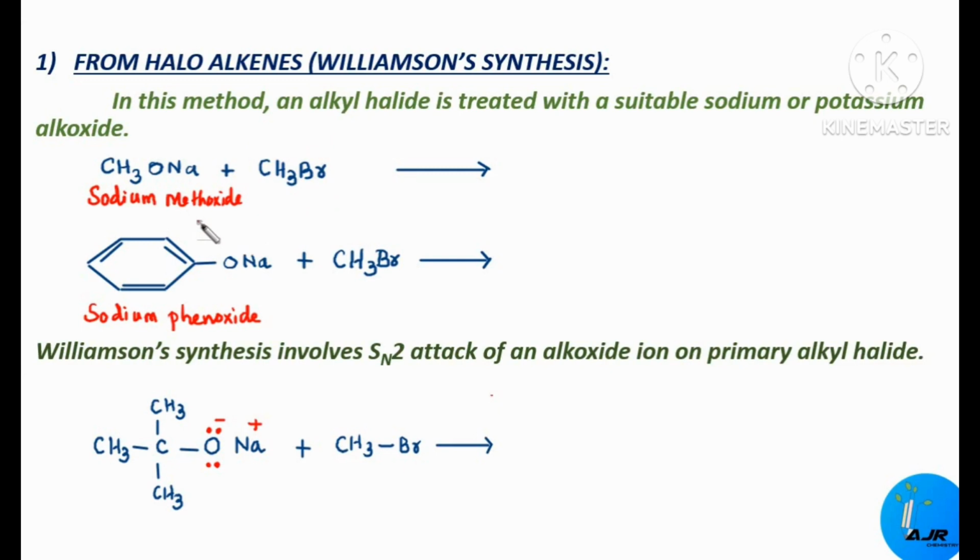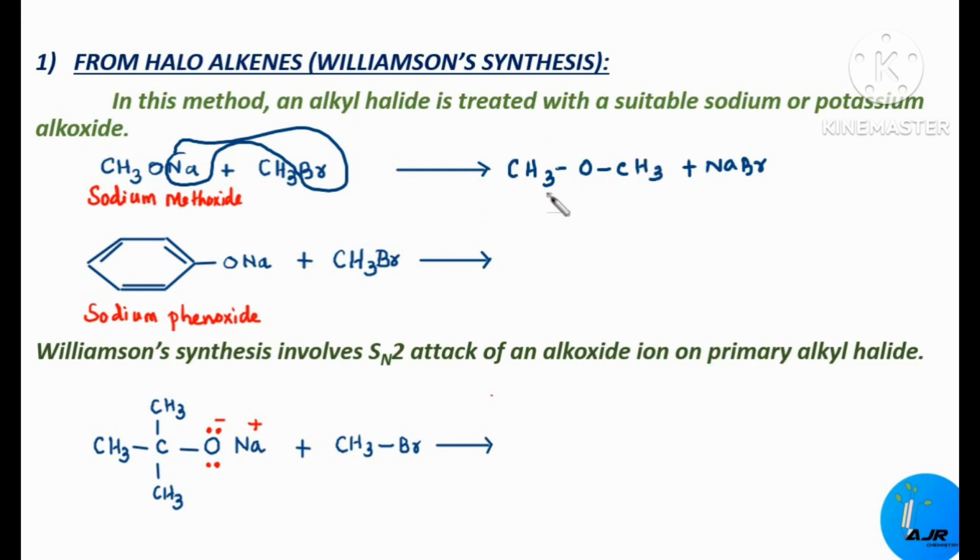Now let's see what's happening. Here the sodium bromide is removed, and we get the ether, CH3OCH3, plus NaBr. So the sodium and this bromine is removed. Actually, this reaction involves the nucleophilic substitution of the halogen atom of the alkyl halide by the alkoxide group, and may be used for the preparation of both simple as well as mixed ethers.